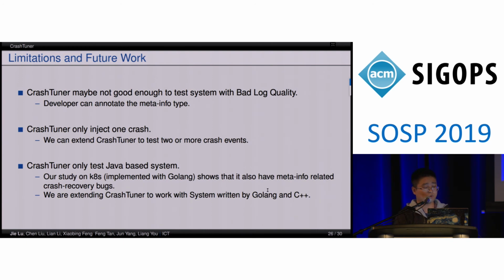CrashTuner only injects one crash event. We can extend CrashTuner to test 2 or more crash events in the future. And CrashTuner only tests Java-based systems, but our study on Kubernetes shows that it also has meta-info-related crash recovery bugs. We are extending CrashTuner to work with systems written in Golang and C++.